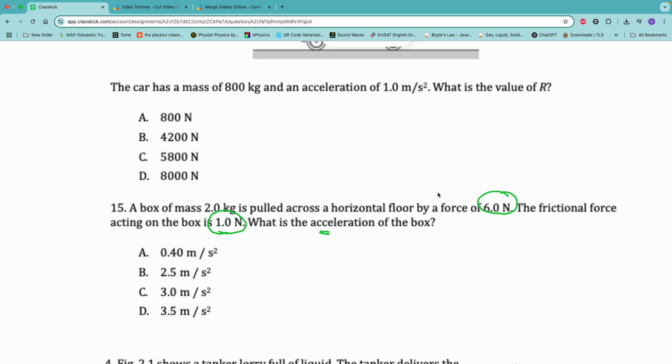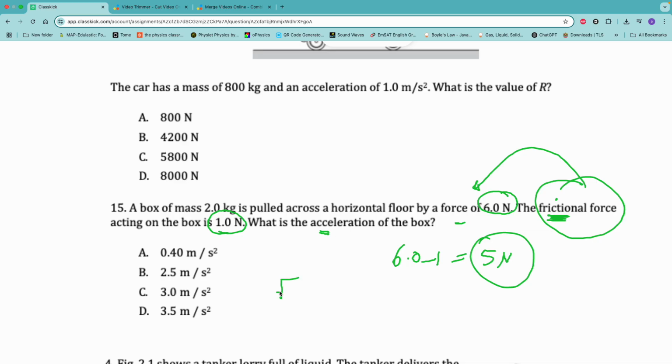Obviously we have two forces in two opposite directions. How can we know? No direction is mentioned. They didn't mention that this force is forward and the other force is backward. But since we have the word friction force, we know that it's always opposite to the direction of the other force. So we'll subtract 6 minus 1, it gets 5 Newton. So this is our net force, it's 5 Newton.